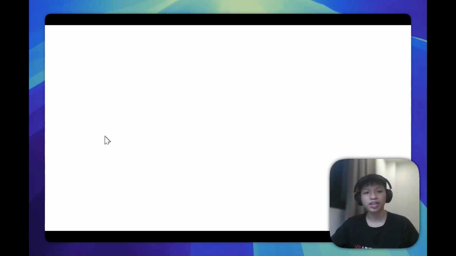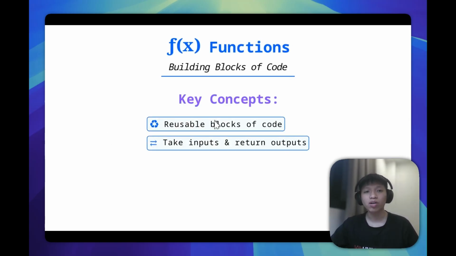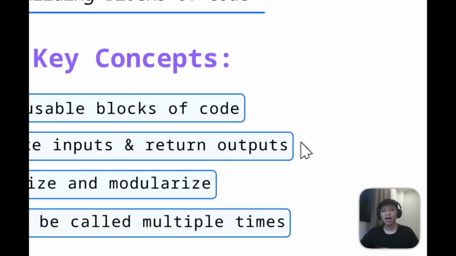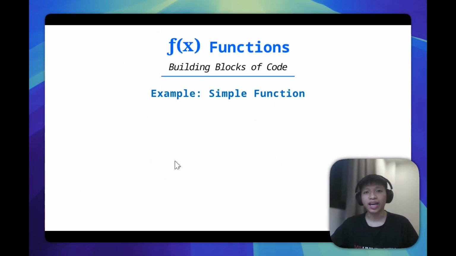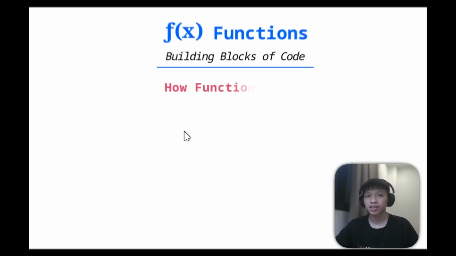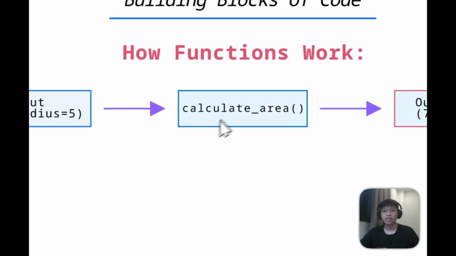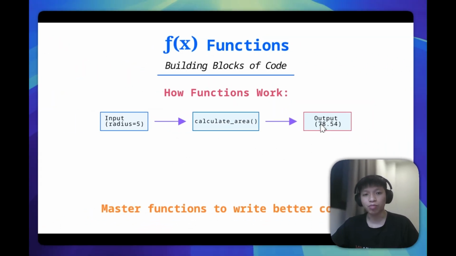So, the summary: we can see that a function is a block of code that is reusable, takes input and returns output, and helps organize code. For a simple function you can have it like this. Functions work like a machine: take the input, process it, and get the output here.